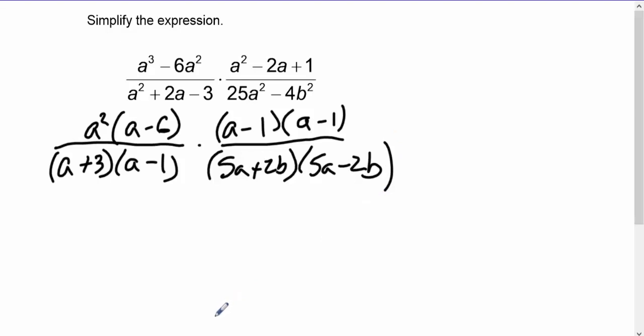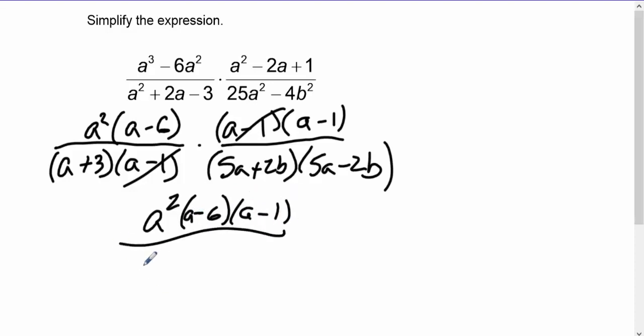So now we look and see what we can multiply together or reduce. This is not very clean. We're going to reduce the a minus 1 and the a minus 1, and I'm pretty much done with reduction. So in order to simplify, we could multiply all that out. I'd never ask you to do that. We can simplify it in what we call factored form. So we'll just write all the terms that are left down and call it a day.